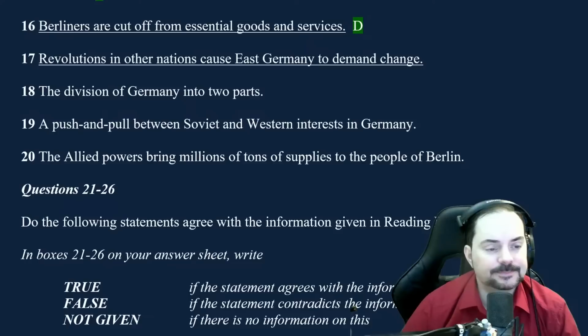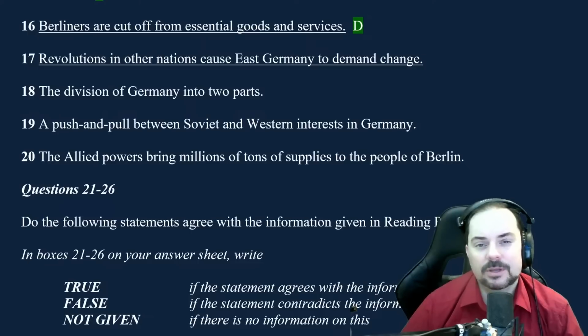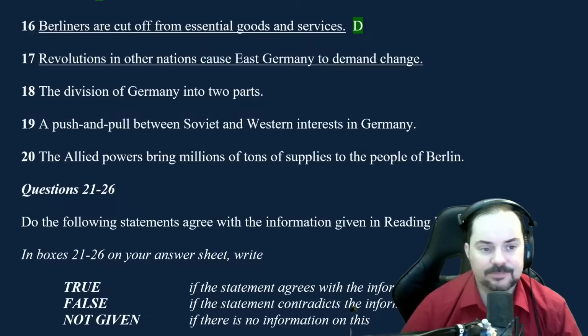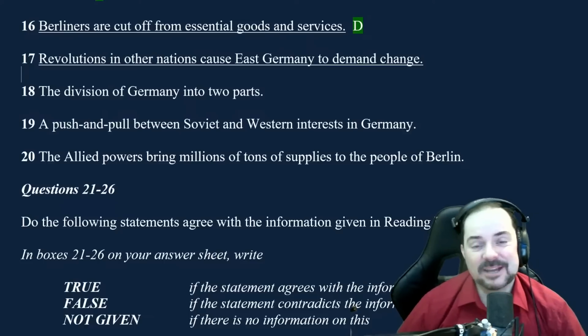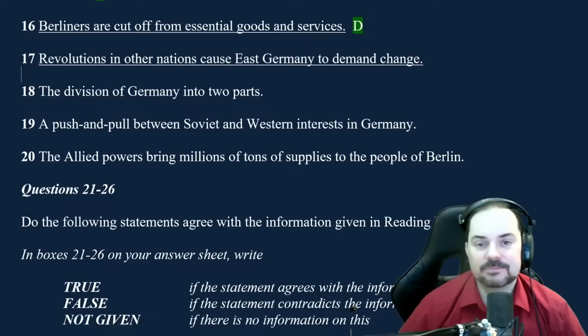Question number 17, right? So it says revolutions in other nations caused East Germany to demand change. Okay, so where do you think this is in the passage? First third, second third, or the last third? Actually, I wasn't there when you went through all the passages, so I cannot really say. Fair enough. Prabesh, here's an important strategy for your IELTS. Use logic. Even if you haven't read this passage completely, if you use logic, you can take a pretty good guess with this content.